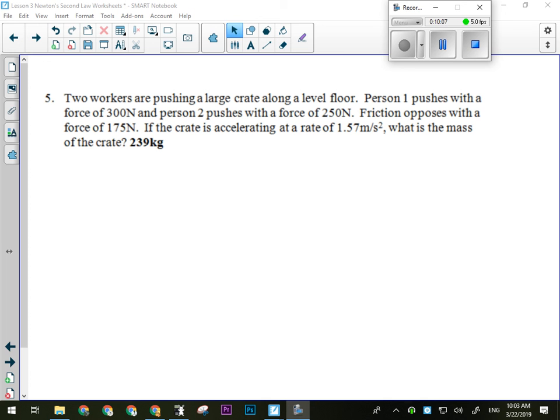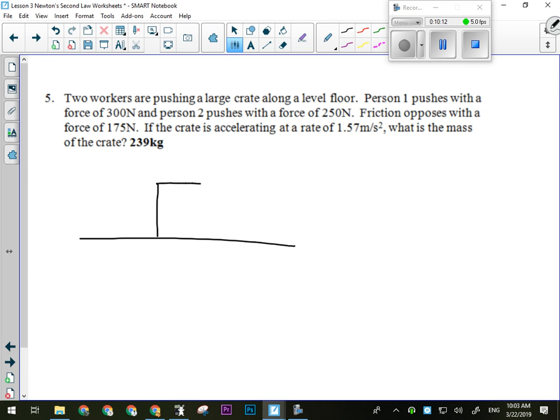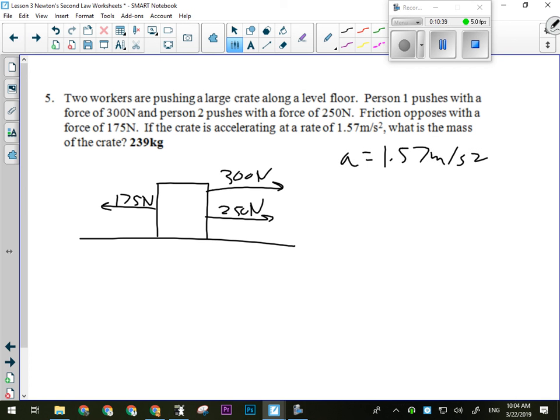So we got 2 workers pushing this crate along a level floor. All right, so we got our level floor, we got our crate. Okay, one person pushes with a force of 300 newtons and the other pushes with a force of 250 newtons. All right, so 300 newtons, okay, 250 newtons. Okay, friction opposes with 175 newtons. Okay, the crate is accelerating at 1.57 meters per second squared. Okay, what's the mass? All right, what do I need to find first?